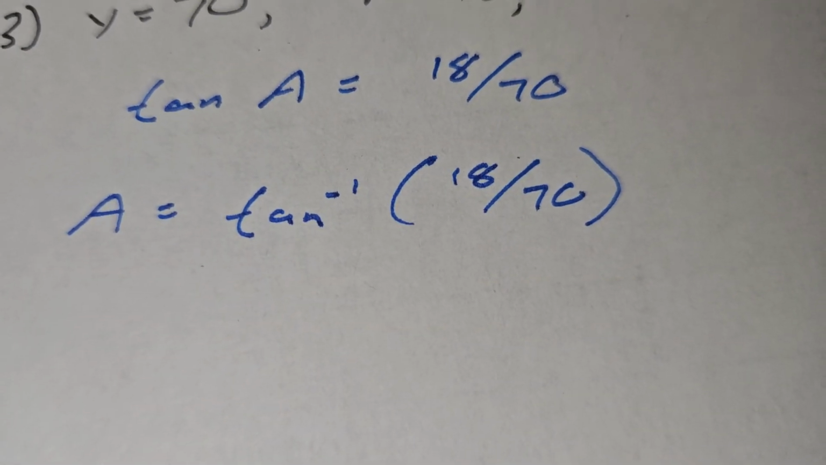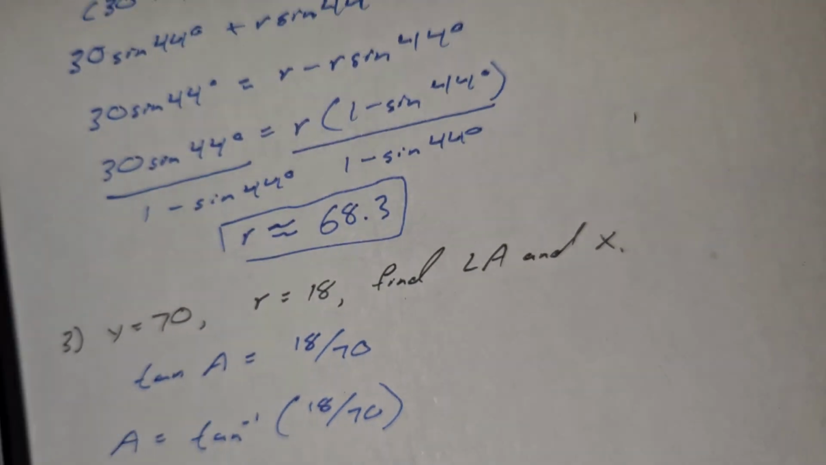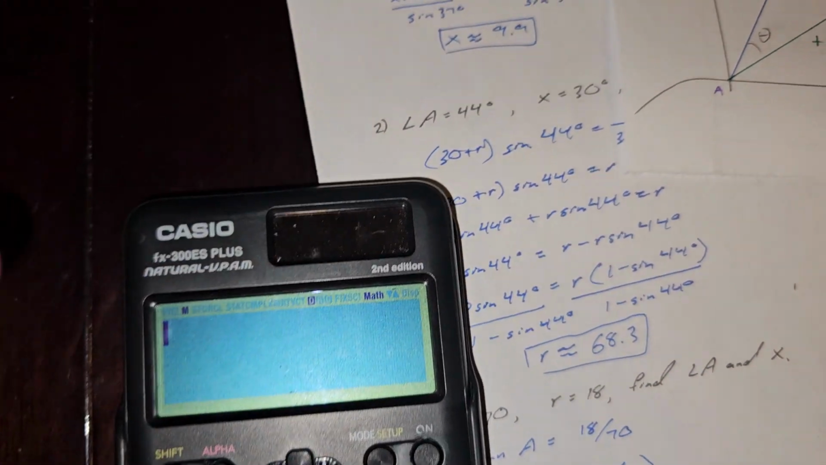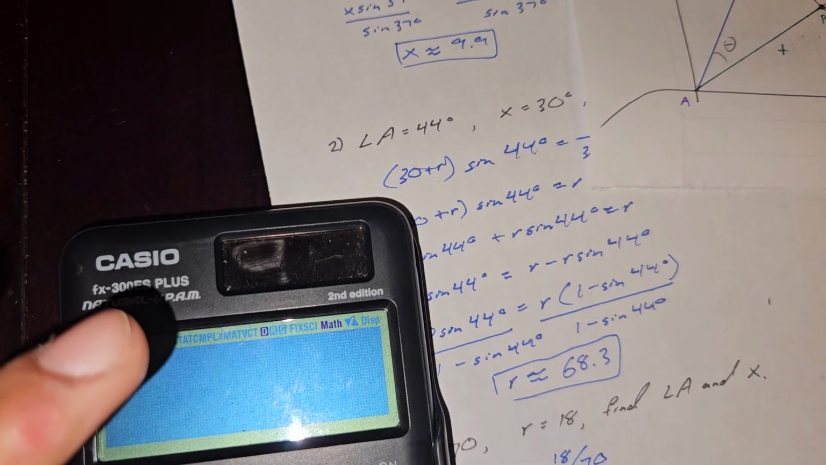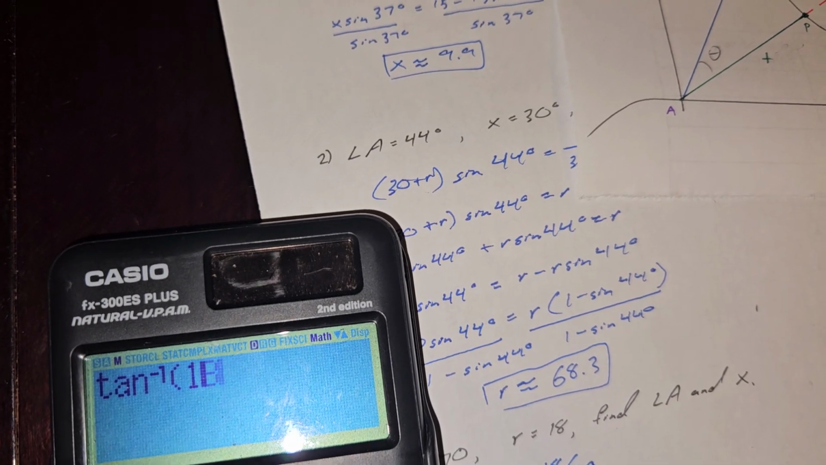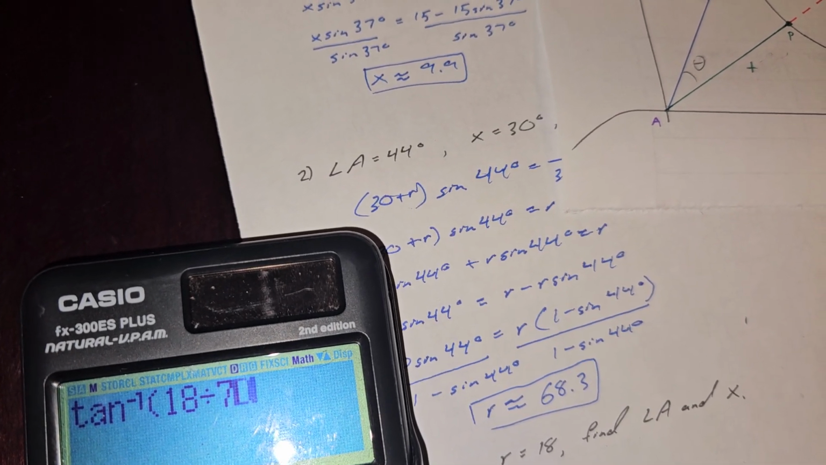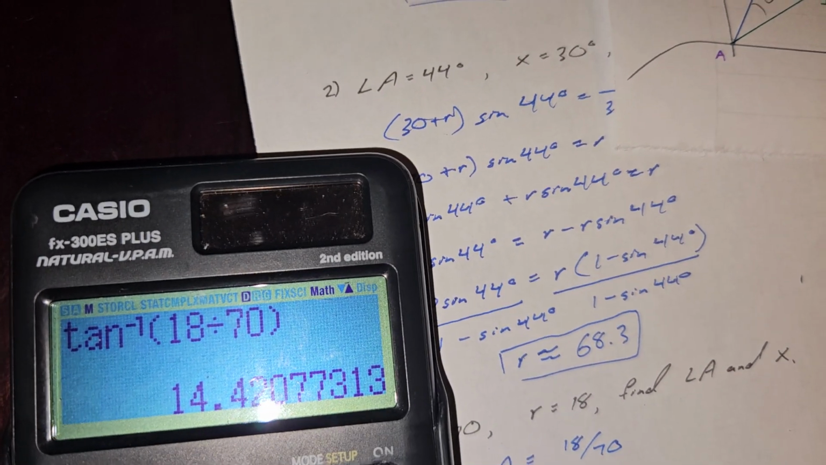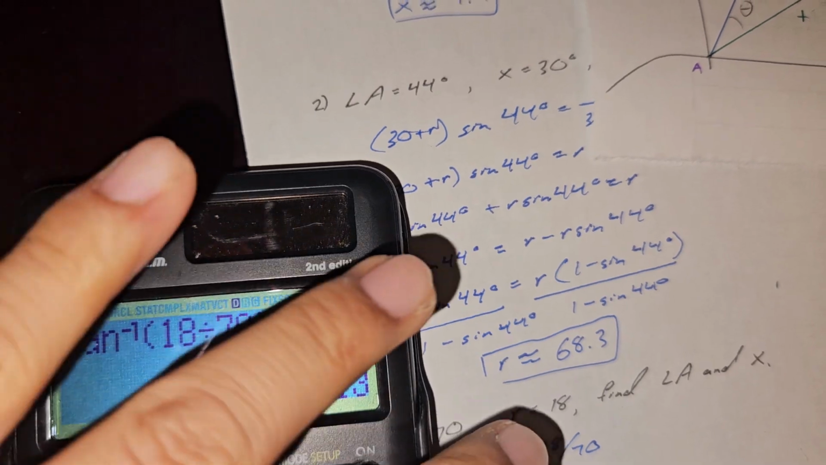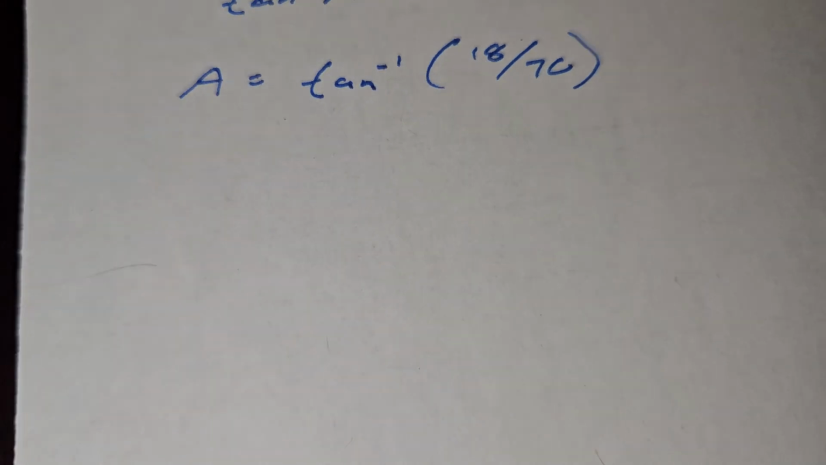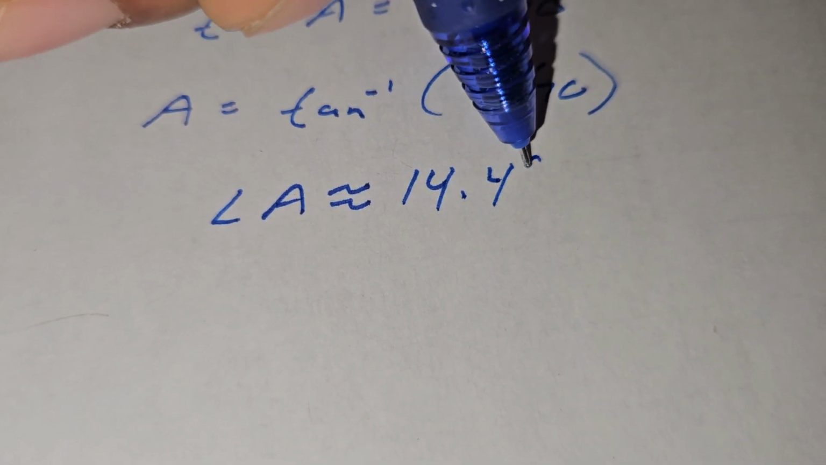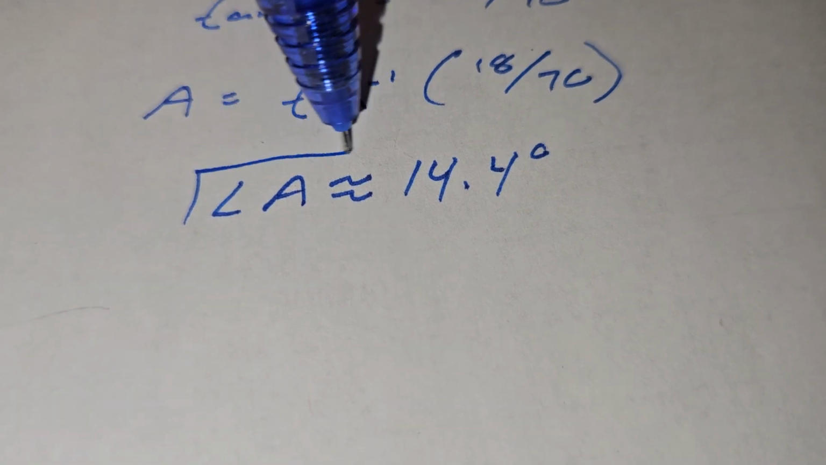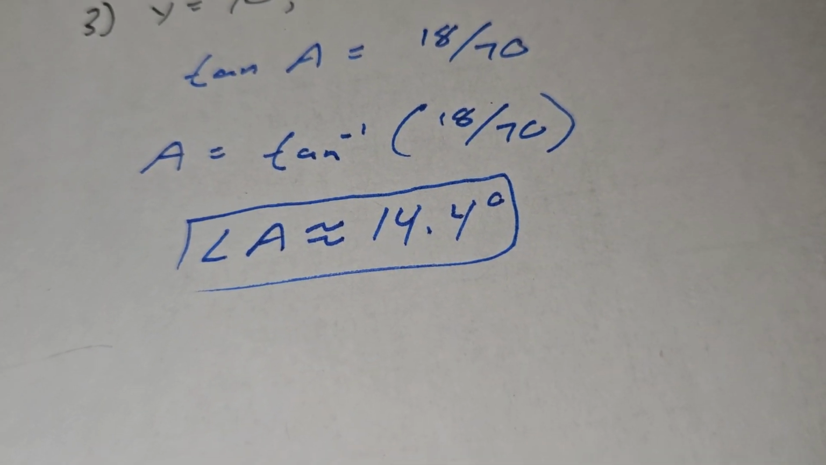Let's go ahead and calculate that with the calculator. That is shift inverse tangent of 18 divided by 70. That is going to give us 14.4 degrees. We're going to round to one decimal place. So angle A is roughly equal to 14.4 degrees. So we already found angle A.